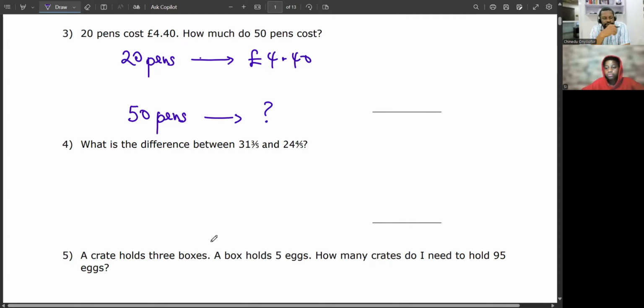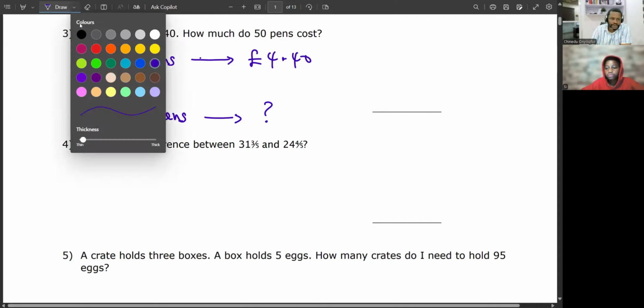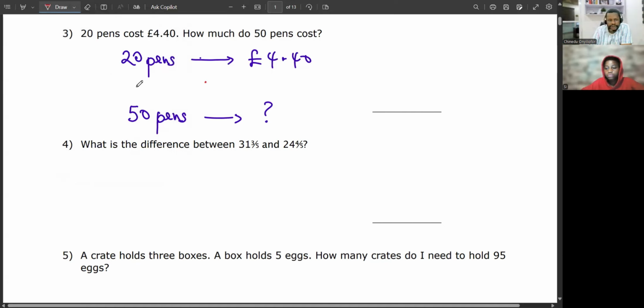Now, the best way to look at this, there are different ways you can work it out. But a quicker way is, first of all, find how much 1 pen will cost. If 20 pence costs £4.40, 1 pen will cost how much? You divide £4.40 by 20.